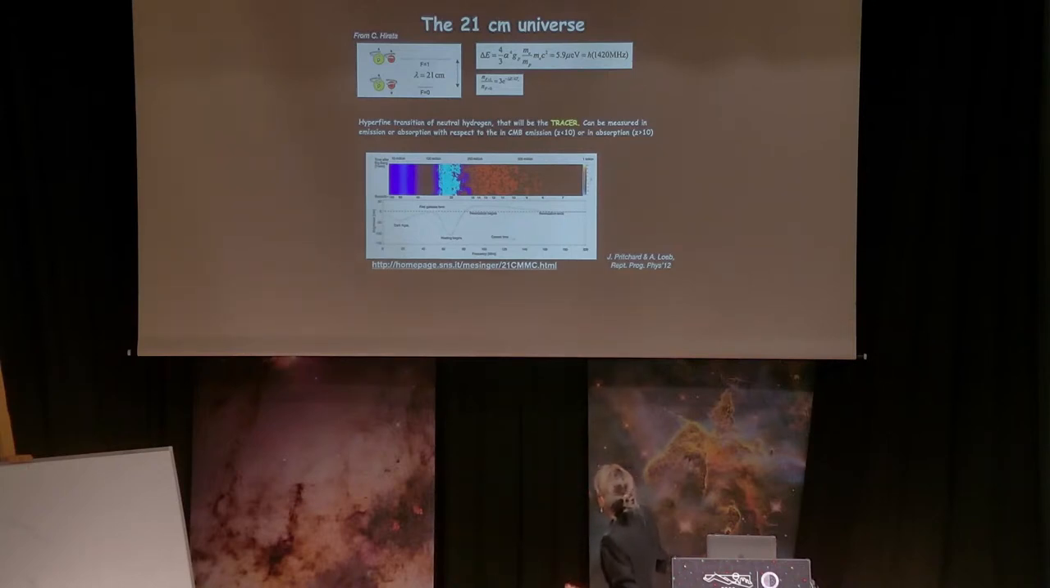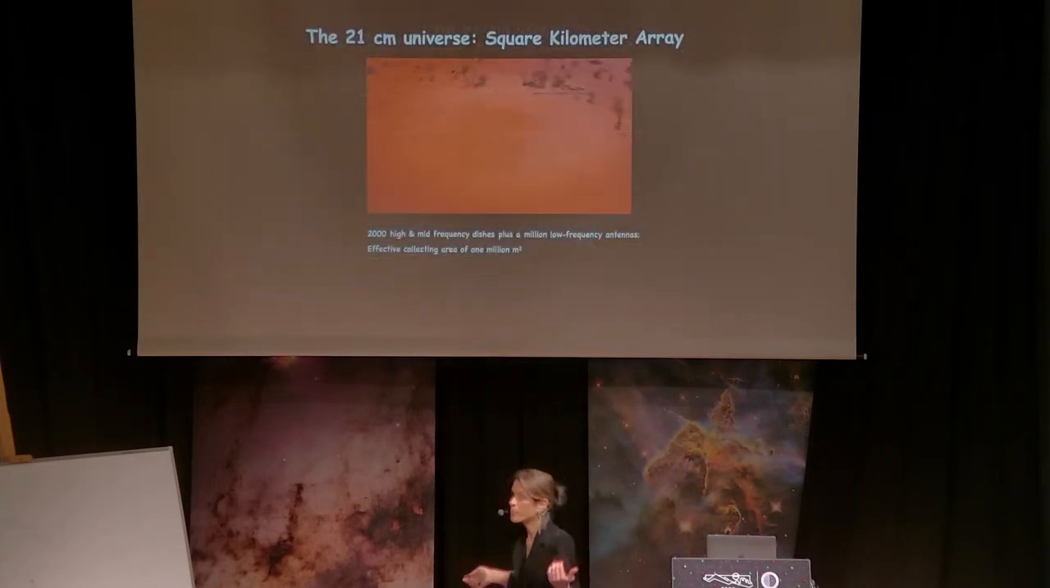Okay? And here you can see we have the dark ages, then the first galaxies form, and we can start observing this line. So realize that we can go up to redshifts of 30 or so, okay? Of course, now most of the surveys are focusing here, but the future SKA in principle should be able to go to very, very high redshifts, okay? Very, very high.